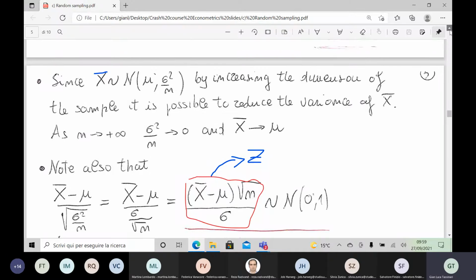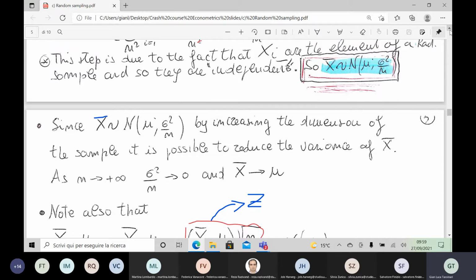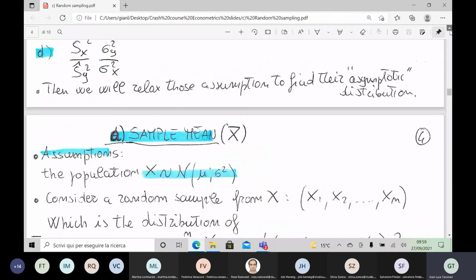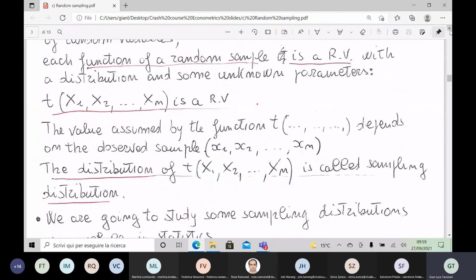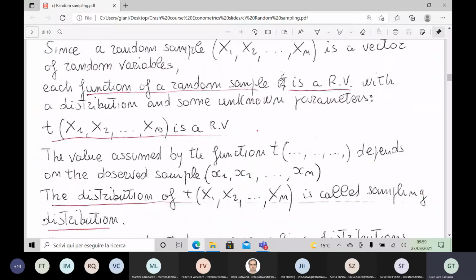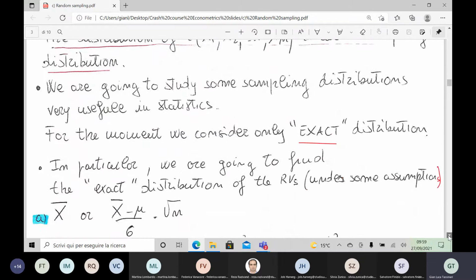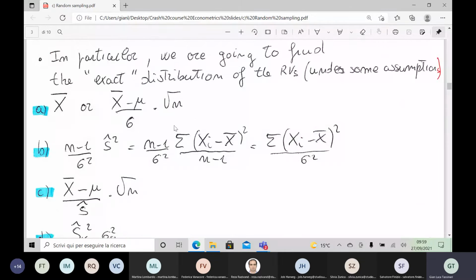So these are the two results that I wanted to show at the beginning, because I told you that we want to find the distribution of some random variables which are called sample statistics. In particular, I showed the first case, very simple, in which the function of a random sample was the function x bar, the sum of the capital Xi divided by the dimension of the sample. Now, in a moment, we are going to study this case. Then we want to show this one and the case D.